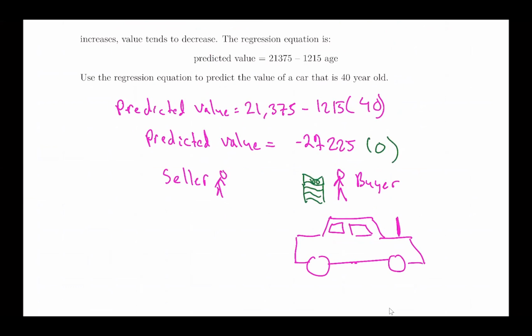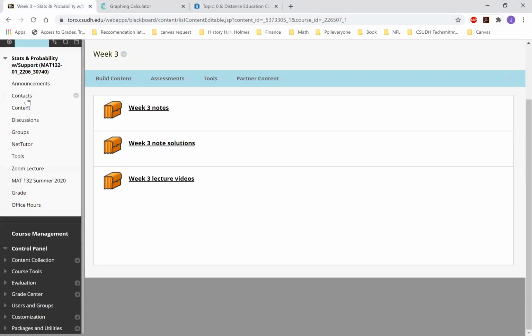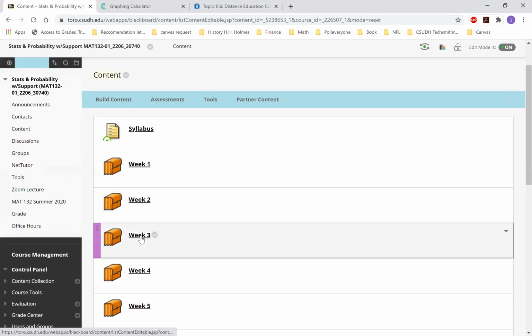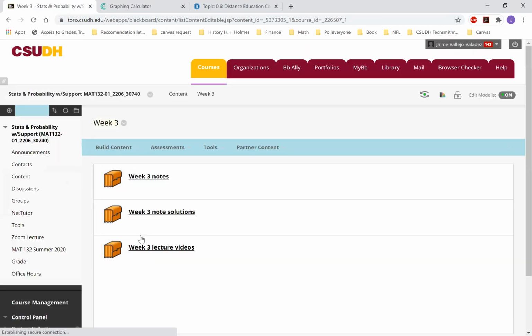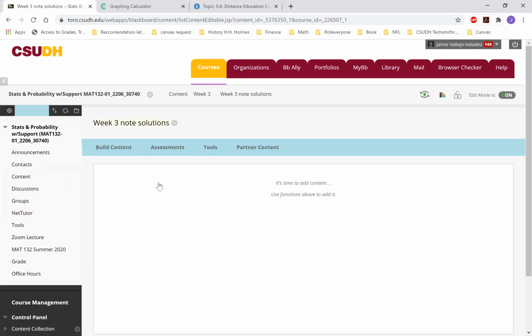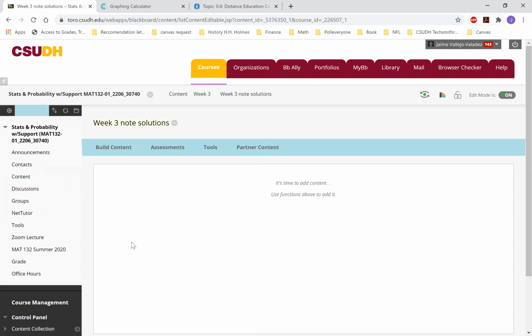All right, let me show you where everything will be, in case you came in late or anything, so you know where to go. If you miss anything that I wrote down for the lecture notes, go right here where it says week 3, and then week 3 note solution. That's where I'm going to put them. If you missed anything, that's where I'll upload the lecture notes.